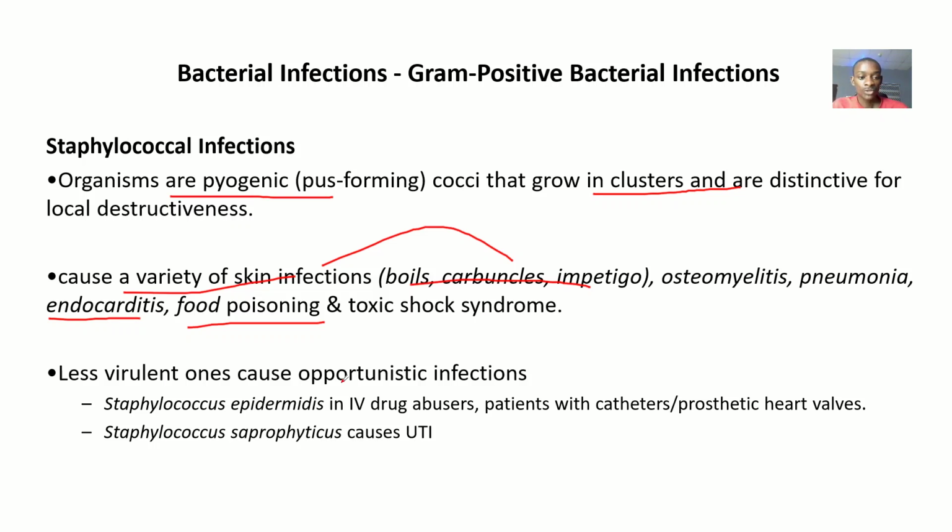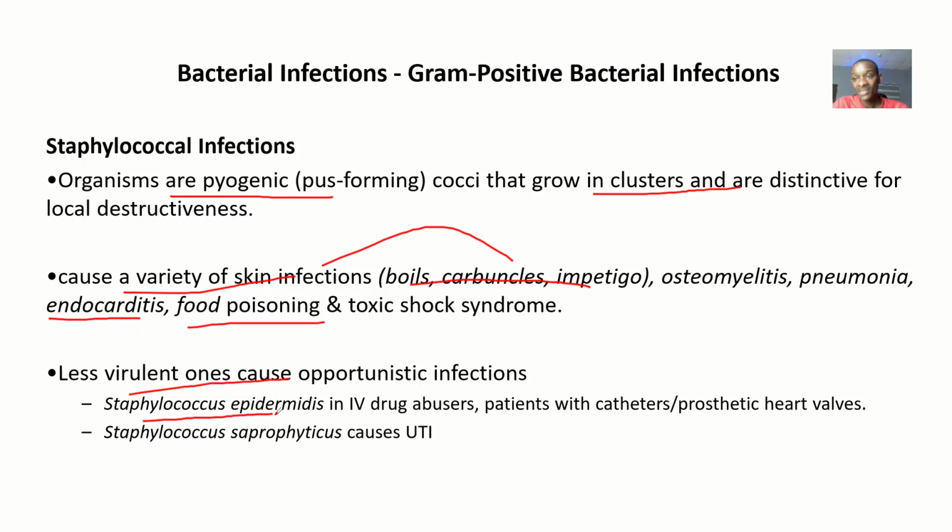All right. So less virulent ones cause opportunistic infections. Less virulent means they are less likely to be so harmful. Opportunistic infections are basically a type of infection that you get when your immune system is already weak. So the less virulent ones can cause opportunistic infections like what?